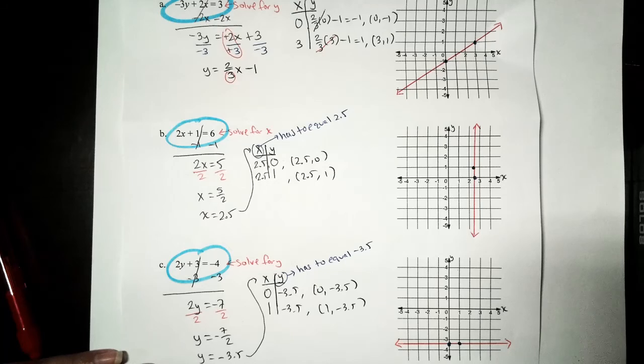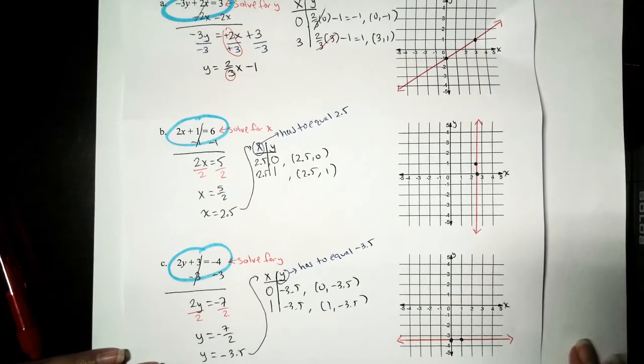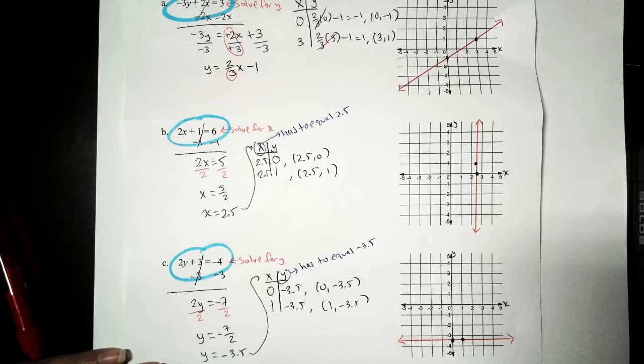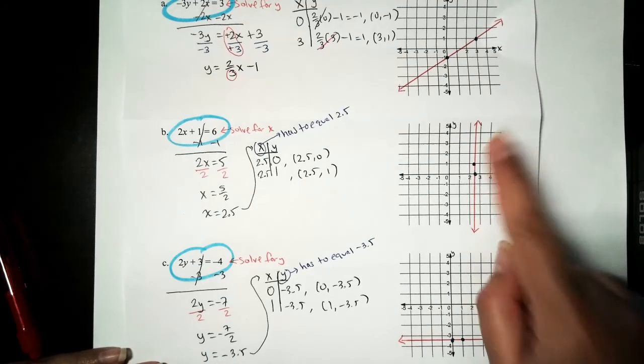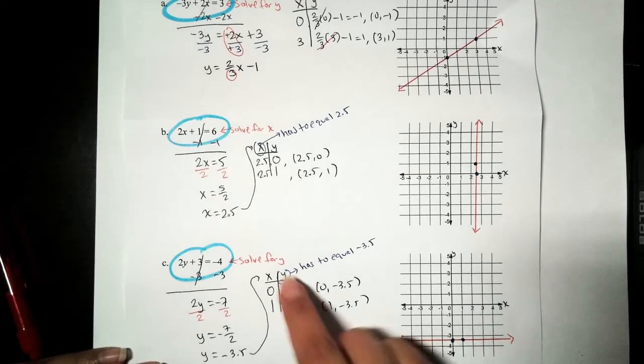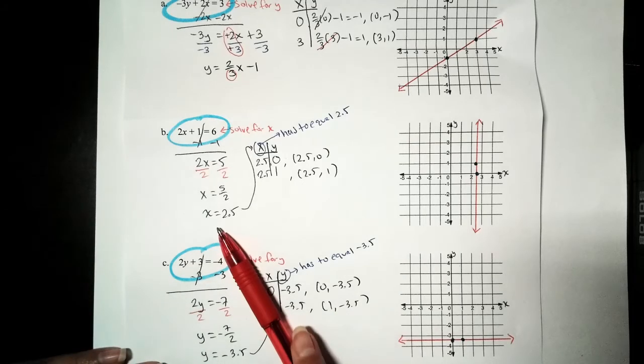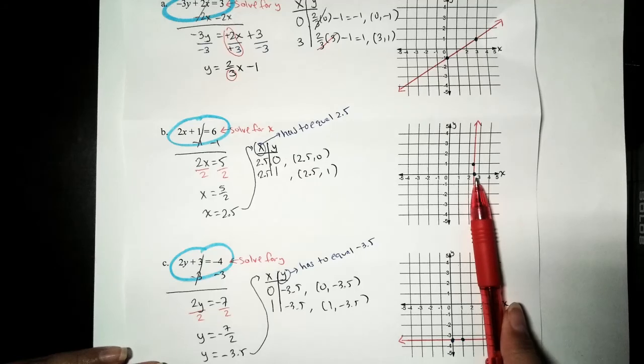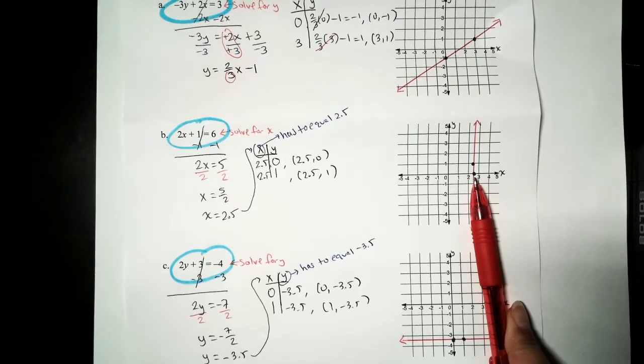I say this to add to our number sense. Number sense is just code for feeling comfortable with numbers. If your equation has only an x, you're going to have a vertical line. That's how it's written in your books. In this case, we have x equals 2.5, so x only, vertical line. X has to equal 2.5, so we have a vertical line that should go through 2.5 on the x-axis.